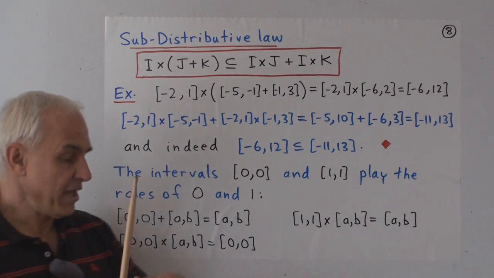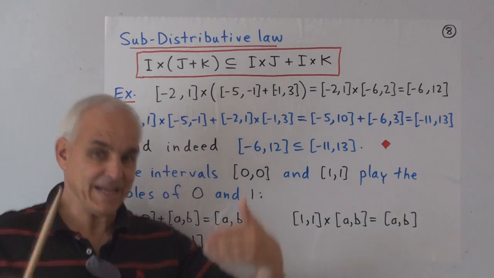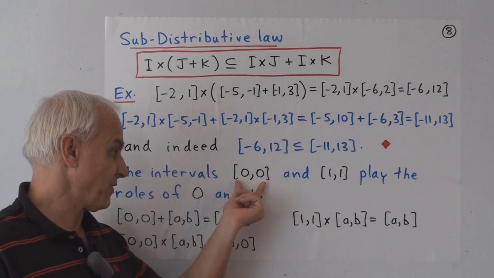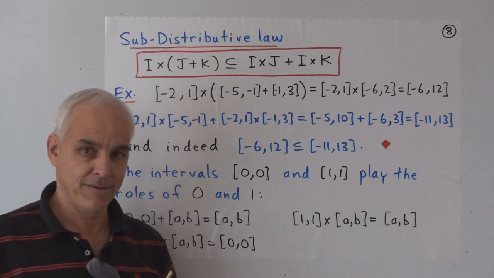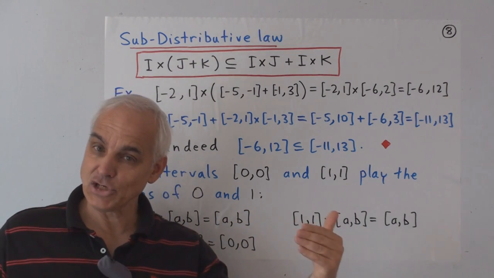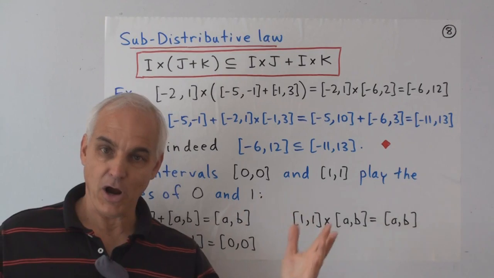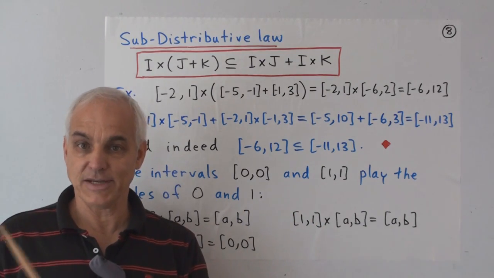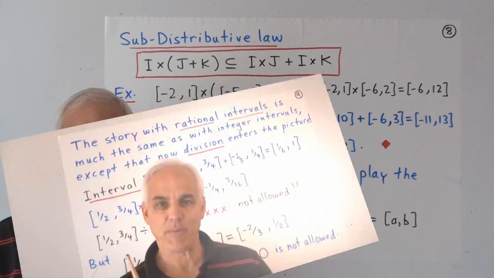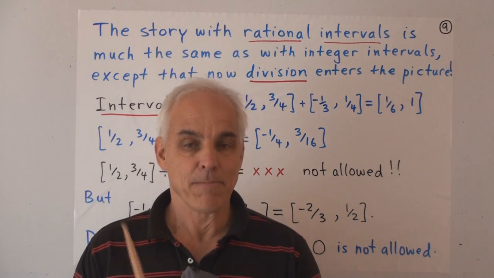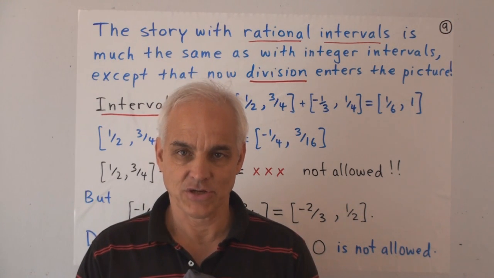In fact, the integers themselves are sort of sitting inside this interval arithmetic, just as those intervals of the form n, n. So we're getting an extension of the arithmetic of the integers to the larger, somewhat more ambiguous intervals. When we move from integer intervals to rational number intervals, much of the story doesn't change.